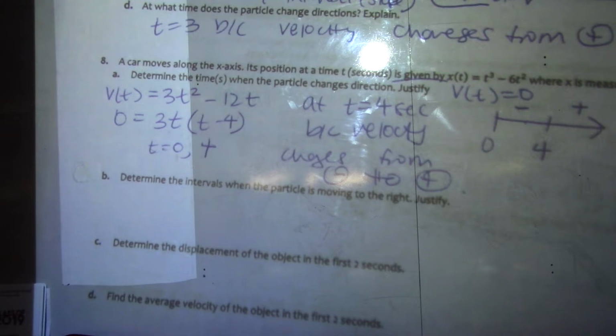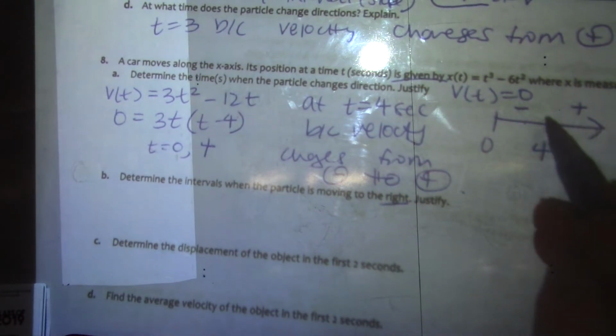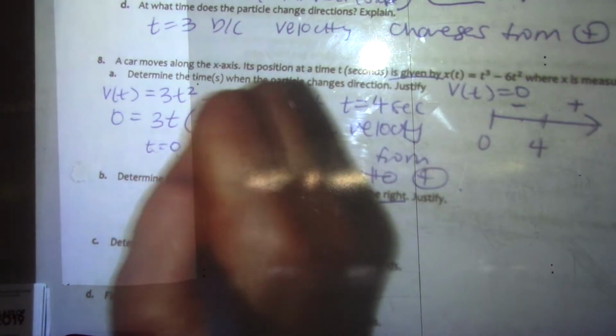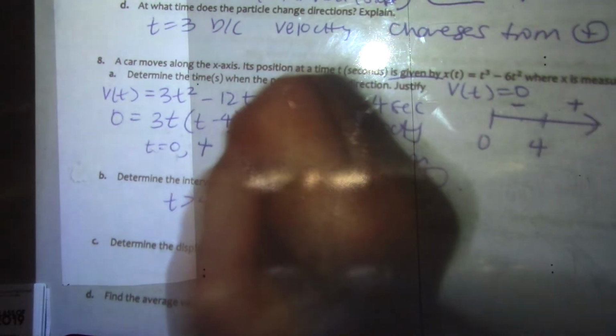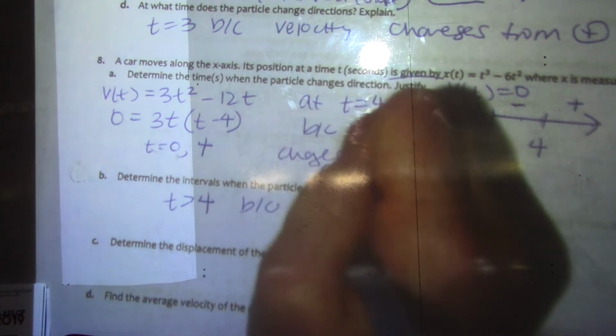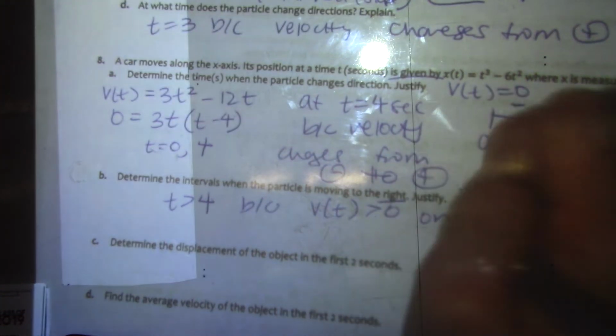B, where is the particle moving to the right? That is where your velocity is positive. So it's positive velocity from t equals 4 onwards, so t greater than 4, because v of t is greater than 0 on that interval.